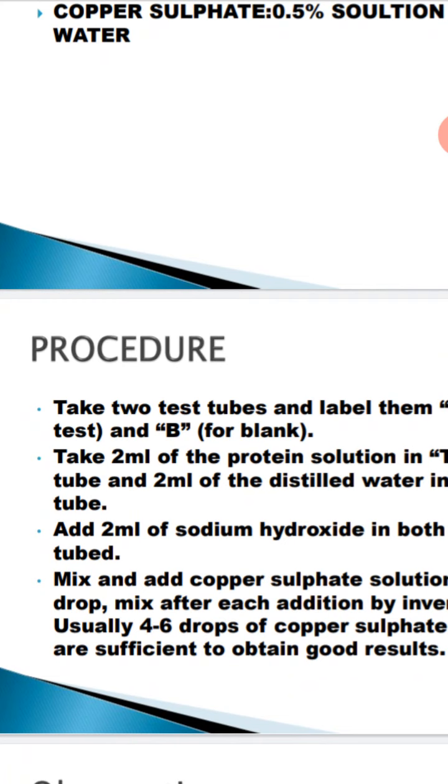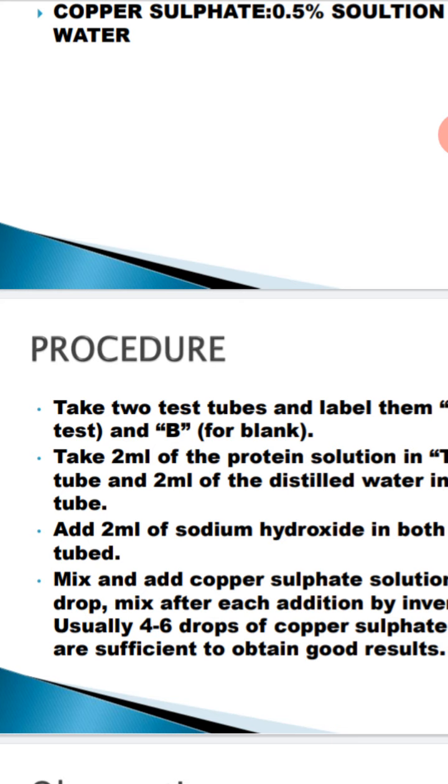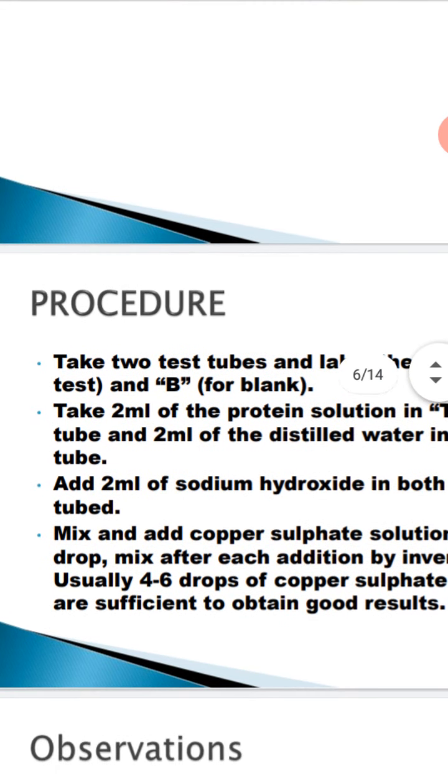In both the test tubes, what are we going to do? We are going to add 2 ml of the protein solution in test tube T, but in test tube B we are going to add 2 ml of distilled water. We are taking two test tubes, marking one as T, test, and the other as blank, B. In test tube T we add 2 ml of the protein solution, but in the other test tube we add 2 ml of distilled water.